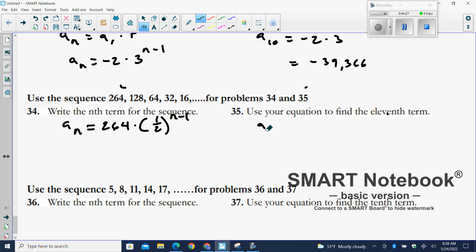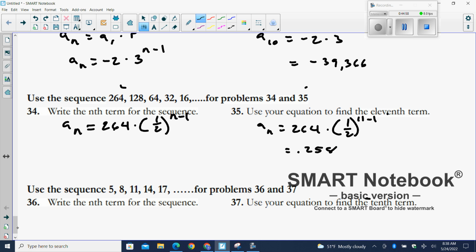Use my equation to find the 11th term, and I have 1/2 raised to the 11 minus 1. Again, I know that in my head, I can do that. So 264 times 1/2, which you could call 0.5, raised to the 10th, and I get 0.2578, etc. I'm going to 3 decimal places, 0.258.